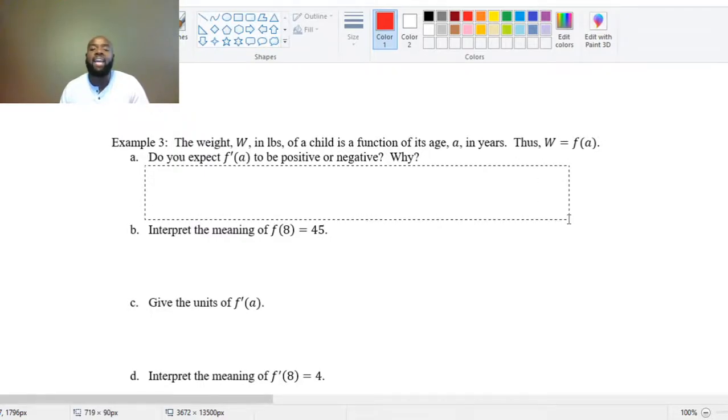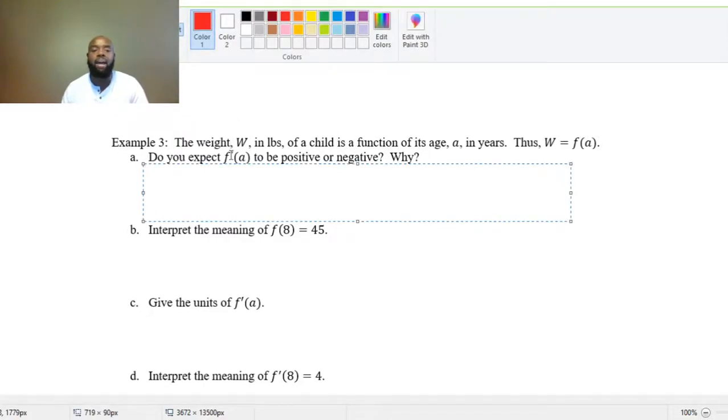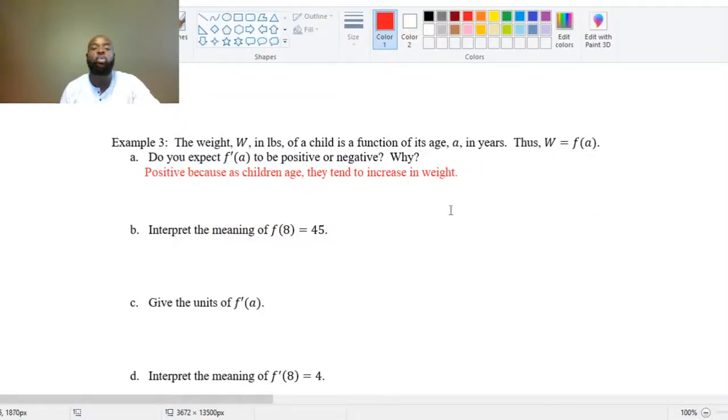Well, your input is age and your output is weight in pounds, right? And so if you think about a child after they're born, a year later, and then another year later, and then another year later, you usually expect children to gain weight, right? And so we're going to say that the derivative is positive because as children age, they tend to increase in weight. And whenever a function increases, that means its derivative is positive. And so that's why we're going to say positive here.